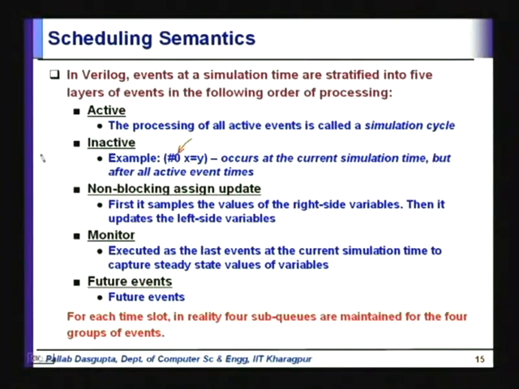Now, after all this has taken place, okay, these inactive events like hash 0 are processed. Now, remember we have not yet advanced time, then you pick up the non-blocking assignment update. Now, this is the set of non-blocking assignments where it first samples the values of the right side variables, then it updates the left side variables, okay, so it gets the steady state values of the variables.